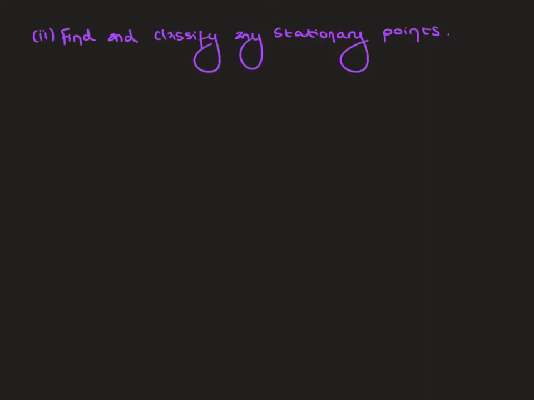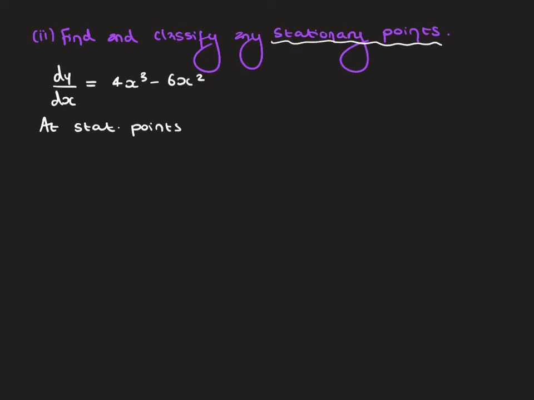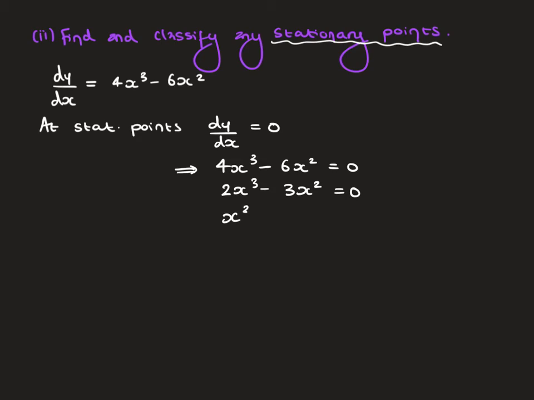So our next task is to find and then classify any stationary points. So for this I need my first derivative, dy by dx, and this is equal to 4x cubed minus 6x squared. Now we know at any stationary points, dy by dx is equal to 0, regardless of what type of stationary point we have. So 4x cubed minus 6x squared must equal 0. I can divide through by 2 to give me 2x cubed minus 3x squared equals 0, but I will not divide through by x squared, as again this results in loss of part of the solution.